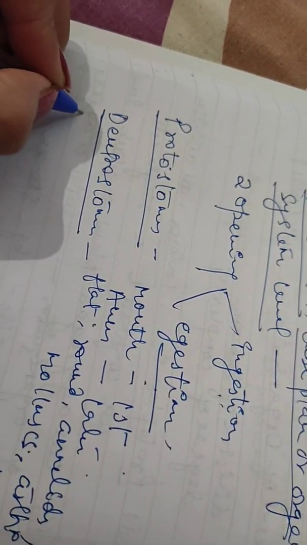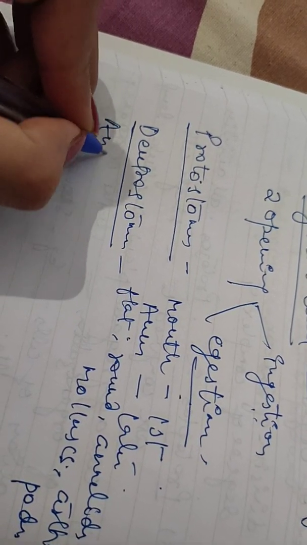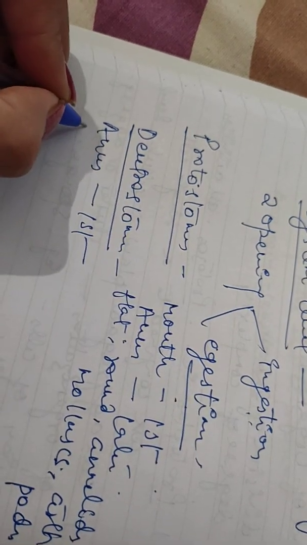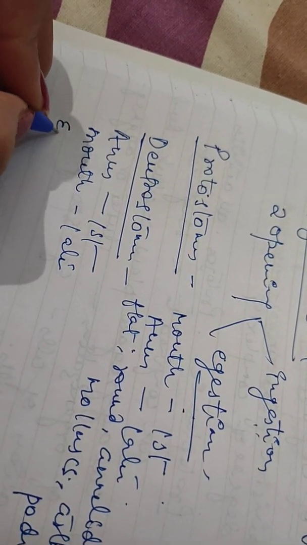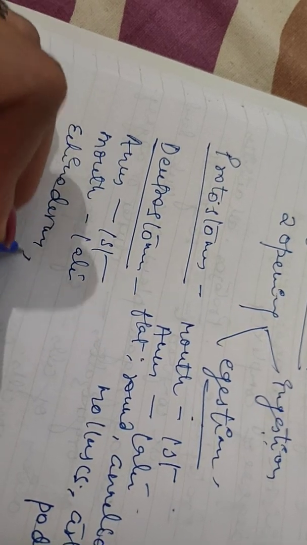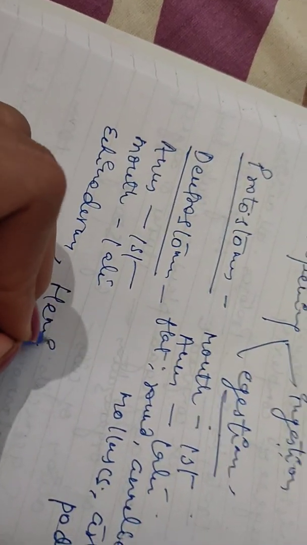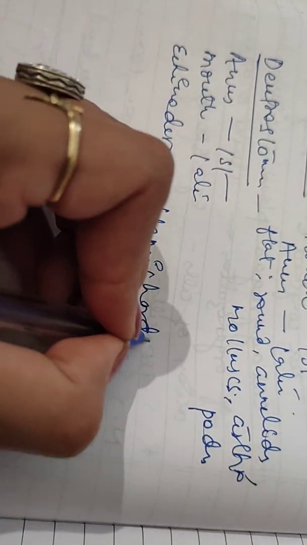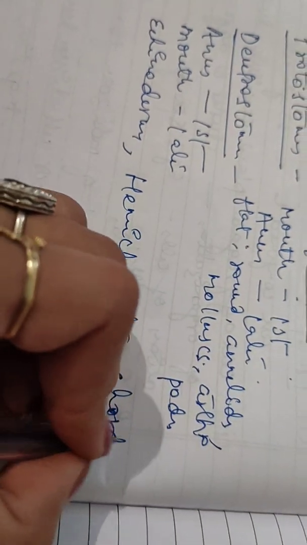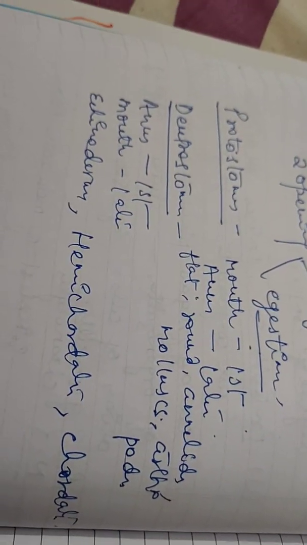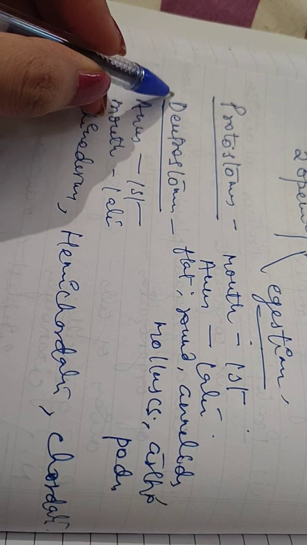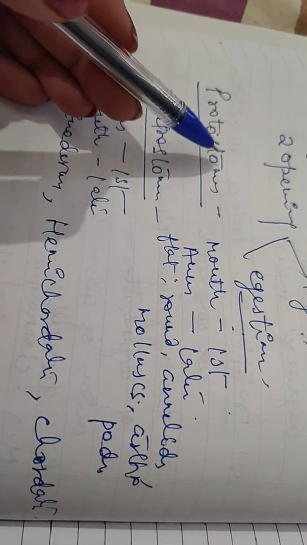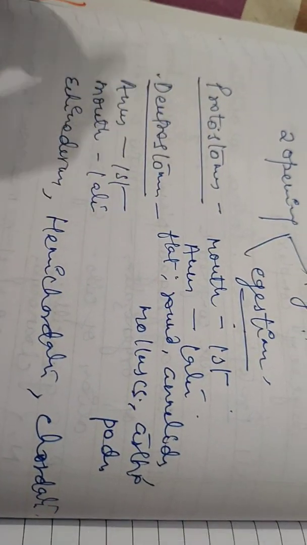In deuterostomes, the anus of the digestive tract develops first and the mouth is formed later. This type occurs in echinoderms, hemichordates and chordates. So you can say during evolution the animals with higher hierarchy have the deuterostome type of body, and the older ones have the protostome type of body.